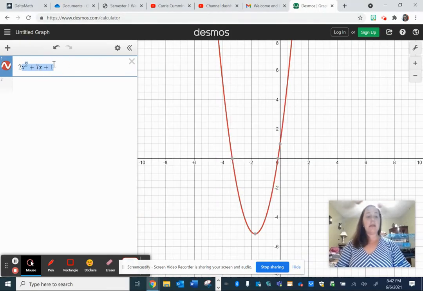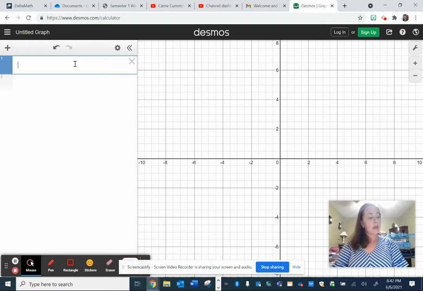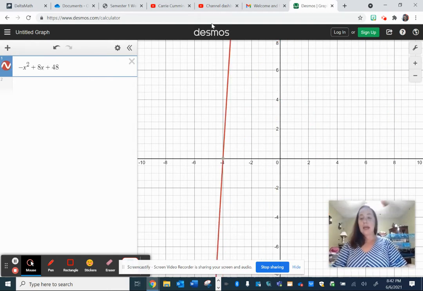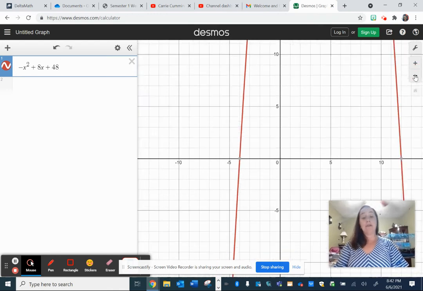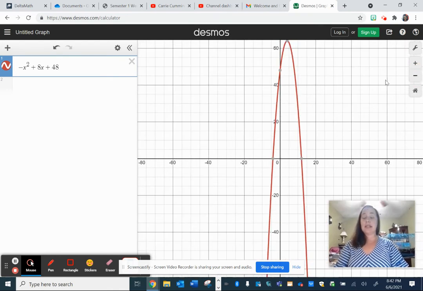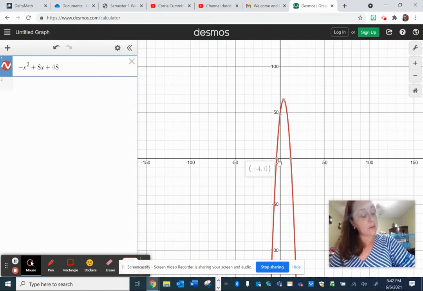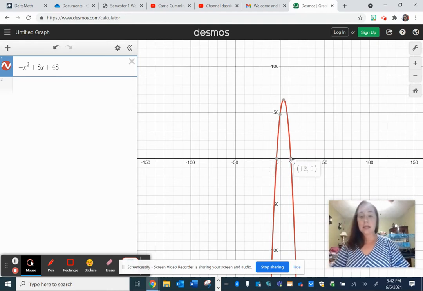So I'm going to type in negative x squared plus 8x plus 48. And I might need to zoom out just a bit. Well, I don't have to see the vertex. So I can't see it. All right, so I have one. Okay, it says if necessary. So the roots are going to be negative 4, 0 and positive 12, 0.